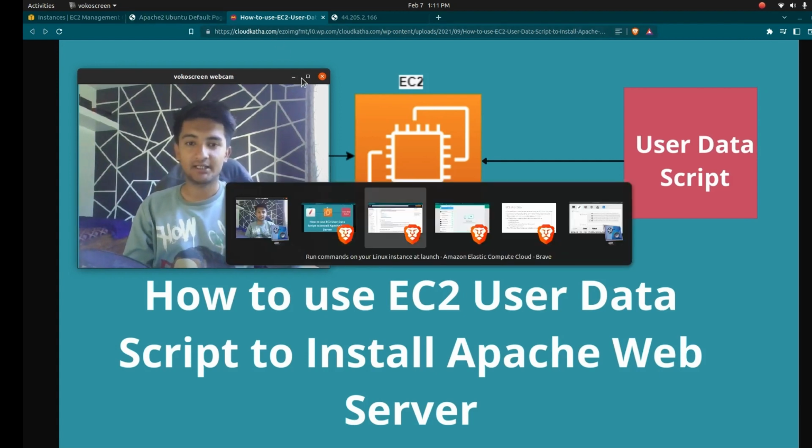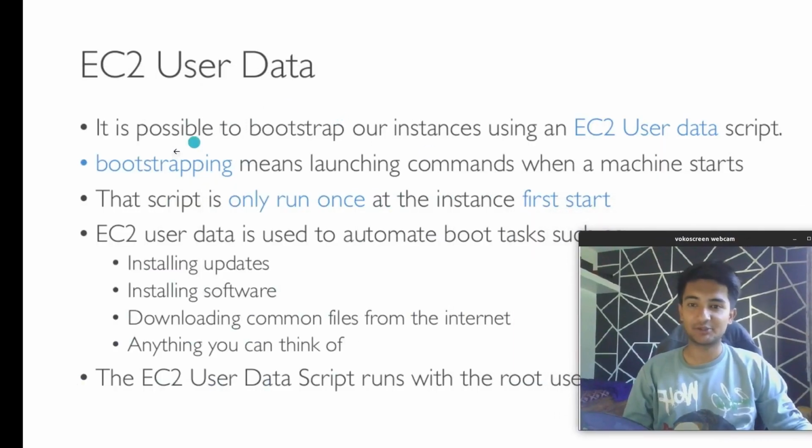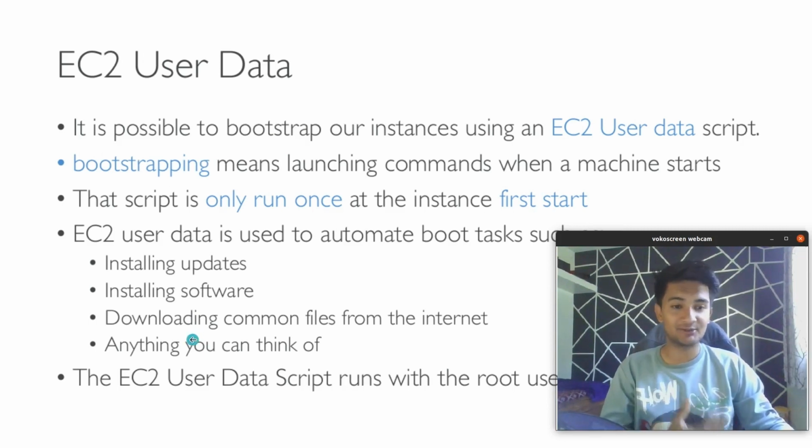Before we start, let's see what is User Data Script. So EC2 User Data is used to bootstrap our instance. By bootstrapping, I mean launching commands when the machine starts. And we can use User Data Script to install updates, install software, download common files, and anything that you can think of. In this video, I'm going to show you how we can use user data to install Apache Web Server or to install LAMP stack on our EC2 instance.